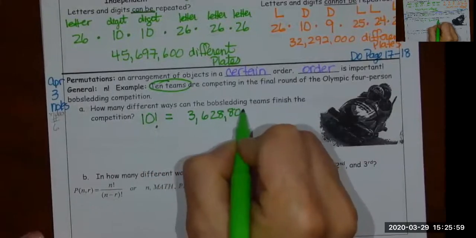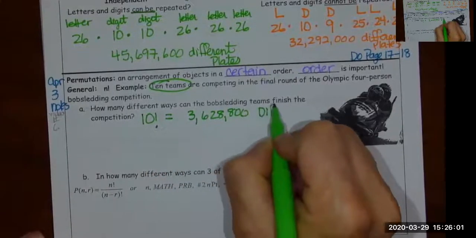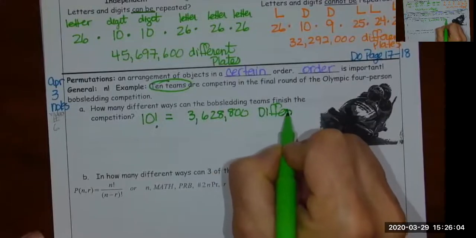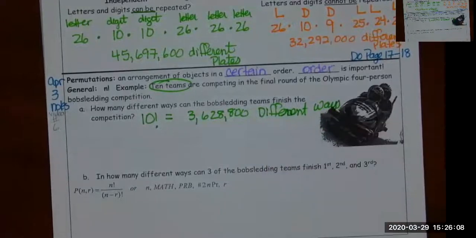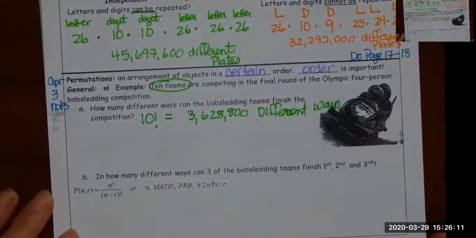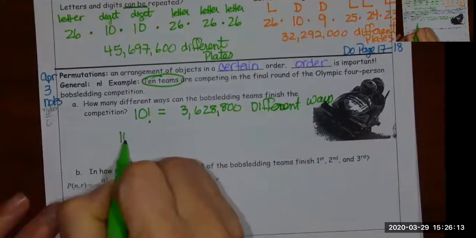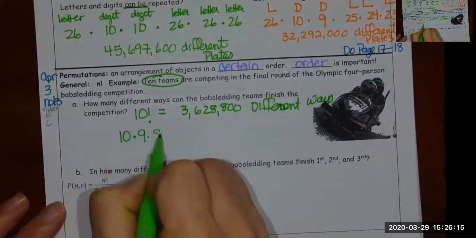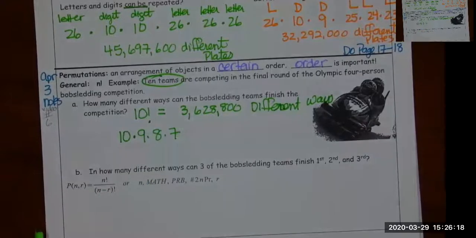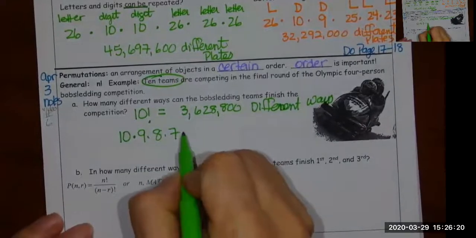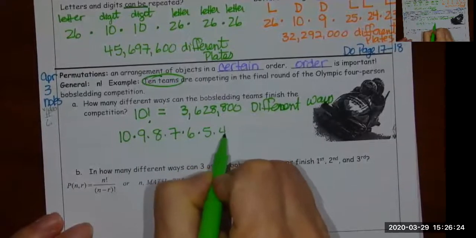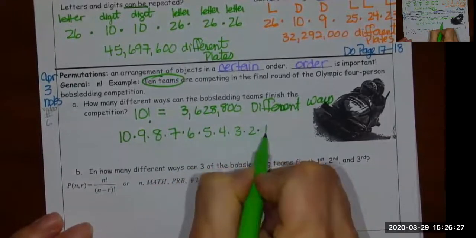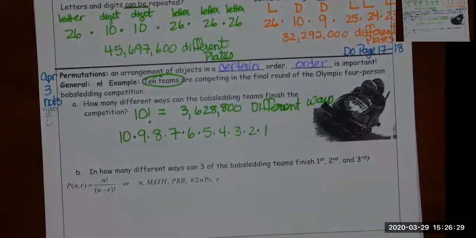Pause the video for a second and practice typing this in. Okay, you're back. And remember what this meant: 10 times 9 times 8 times 7. If you had a regular calculator without the button, you could still do this: 10, 9, 8, 7, 6, 5, 4, 3, 2, 1. It really doesn't matter if you don't write the 1 down because anything times 1 is itself.